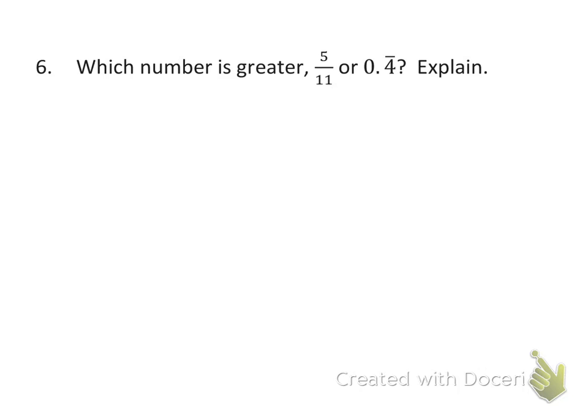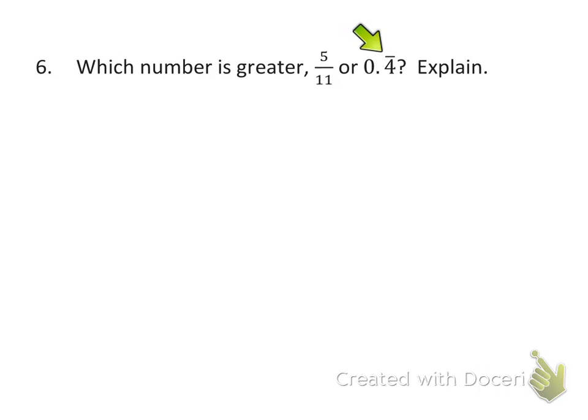5/11ths or 0.4 repeating. So I'm going to just take a quick look at these numbers. 5/11ths, I'm going to use it like a benchmark fraction. 5/11ths is less than 1/2, right? So this number I know is going to be less than 0.5 because 5/10ths is 0.5, right? So 5/11ths is smaller than 5/10ths. And also I can think of if I have 5 out of 11, I know that there's 6 more to make a whole. So I know that I have less than half that way as well.